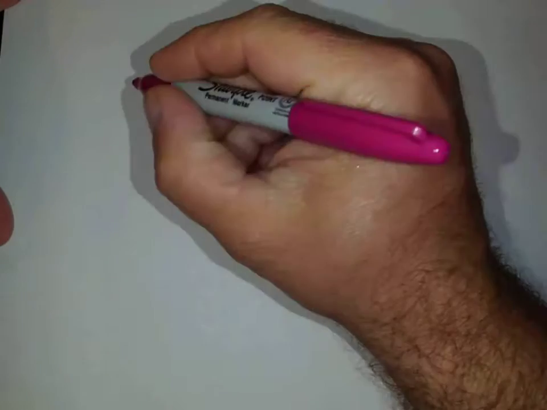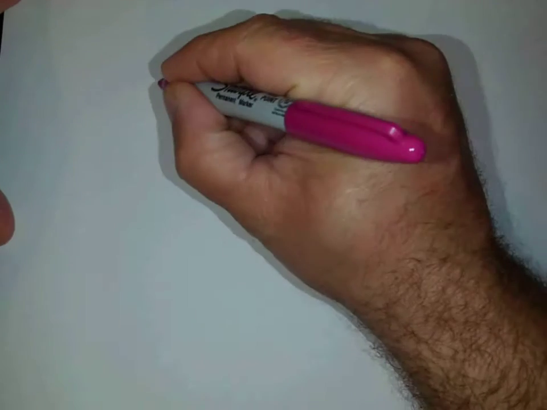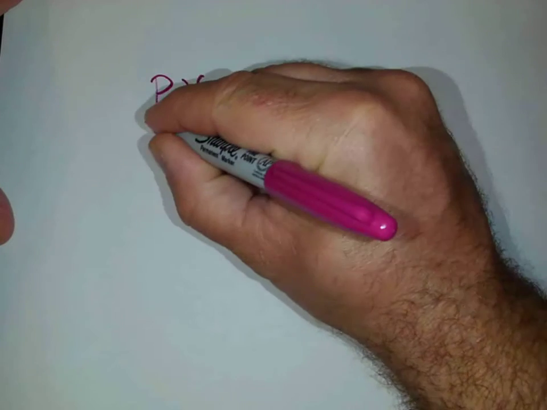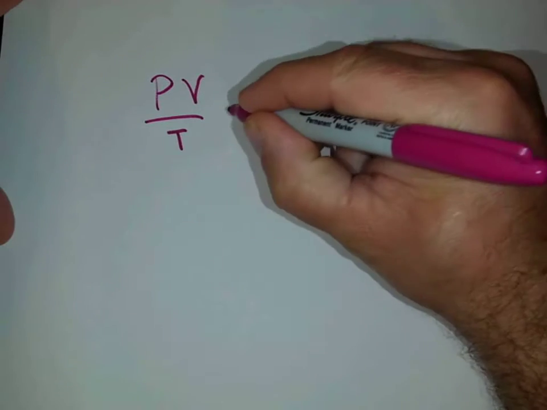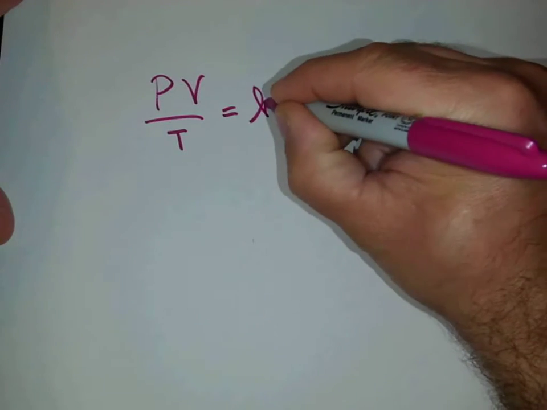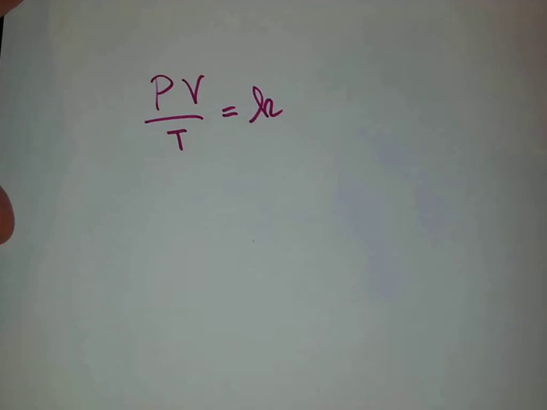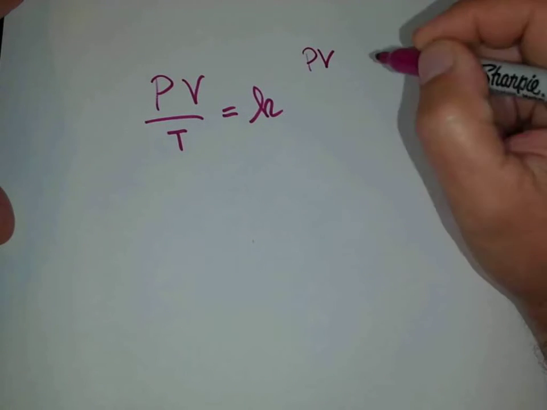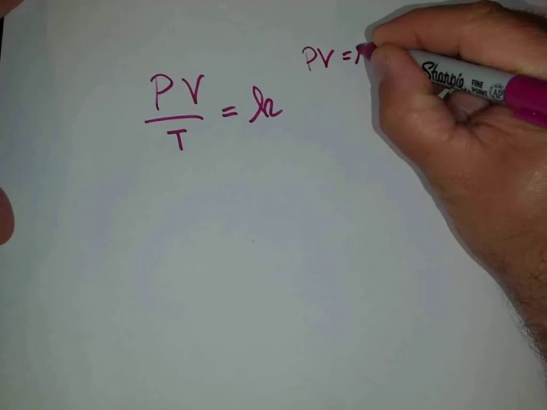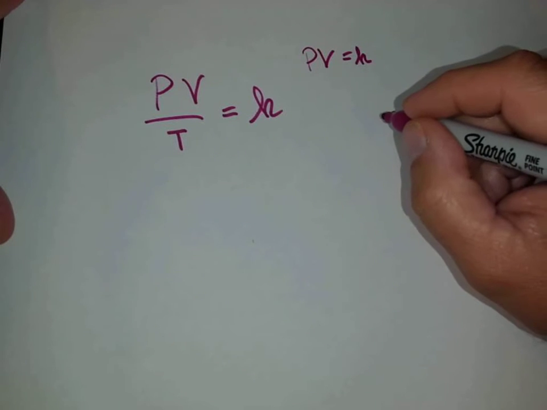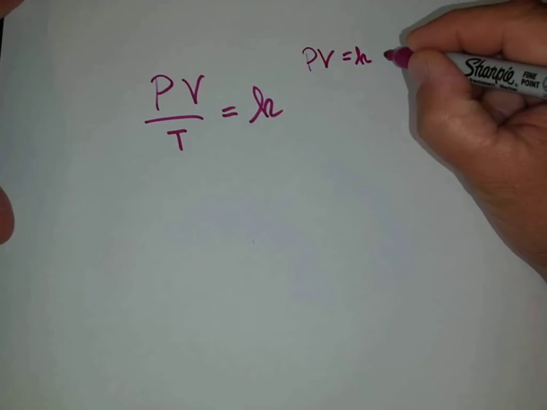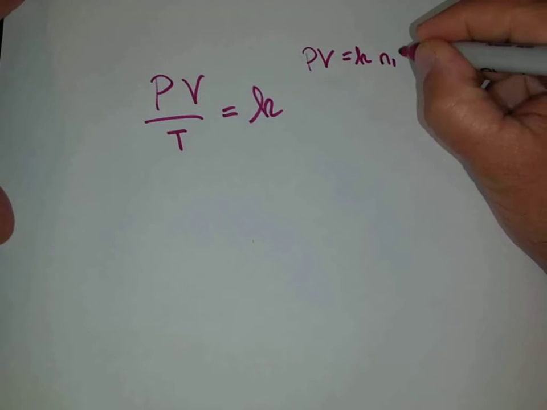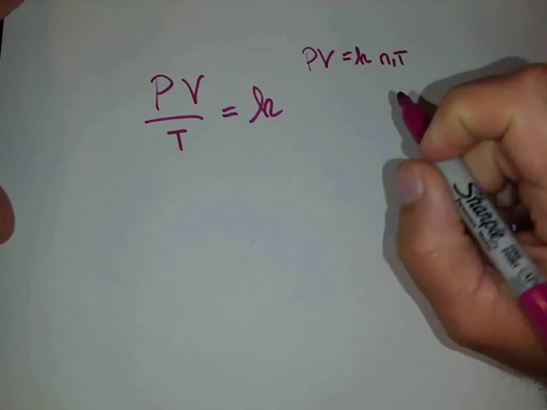Last time we talked about the combination gas law, right? It was pressure times volume over temperature, and that is equal to some constant, we'll call K. That's also derived from Boyle's law, which again is a constant if the number of particles and the temperature are held constant.